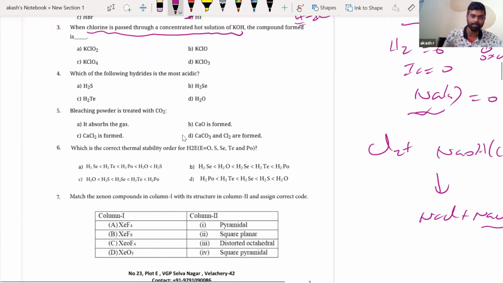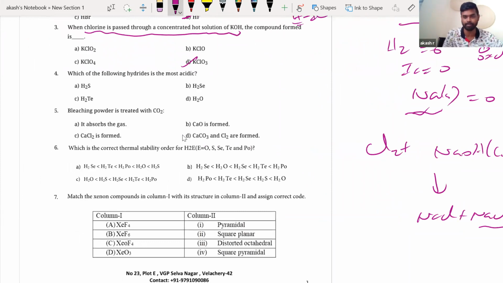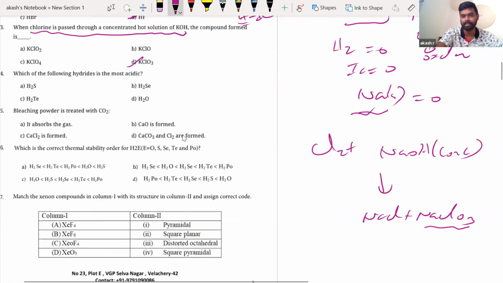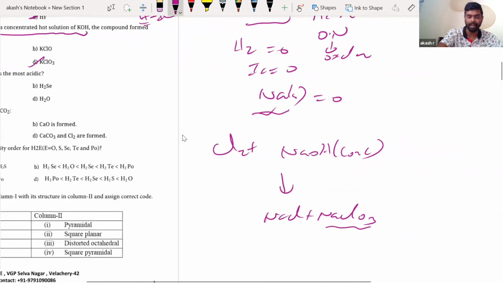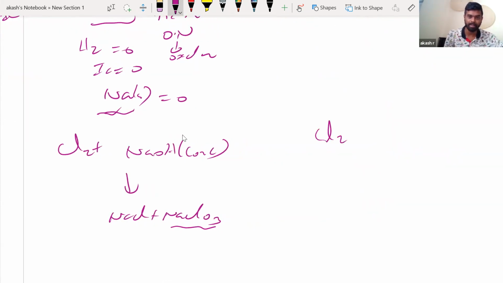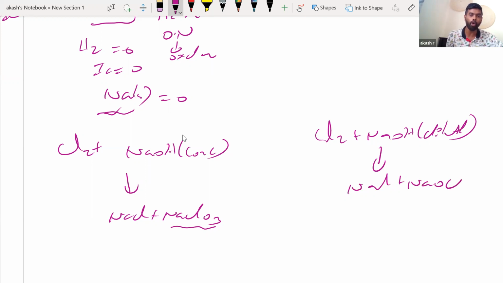So in this case, it is potassium. So potassium would have been KClO3. Okay, NaClO3 is there, right? If it was dilute, what would have happened, people? Cl2 plus dilute NaOH would have formed NaCl plus NaOCl. Okay, only one oxygen here. Here it is 3 oxygens. That is the only difference between concentrated and dilute.